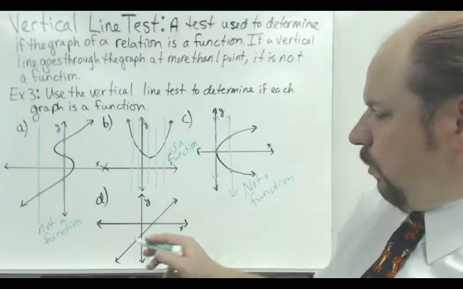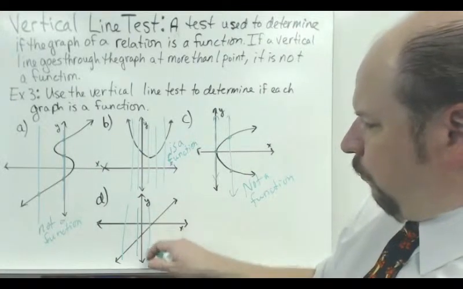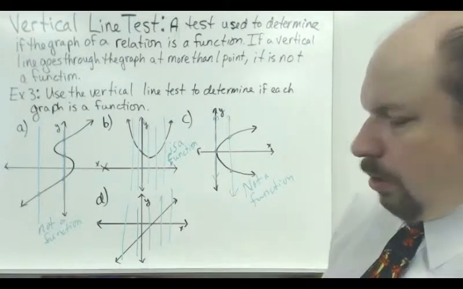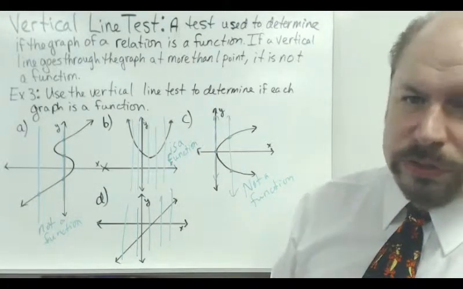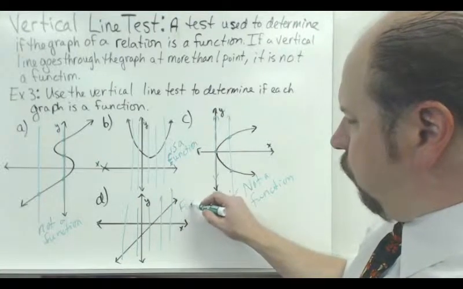Okay, and last one, D. Hopefully you can tell that no matter where we make our vertical line, it will only go through the graph one time. So in D we do have a function.